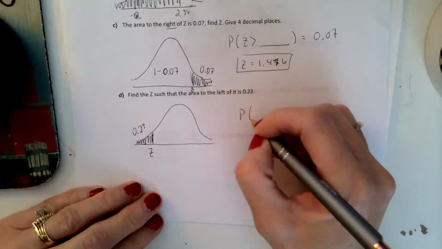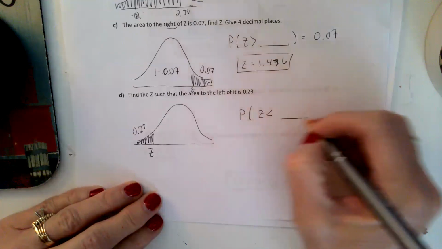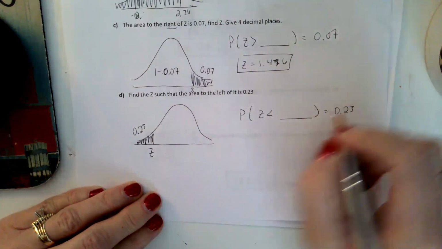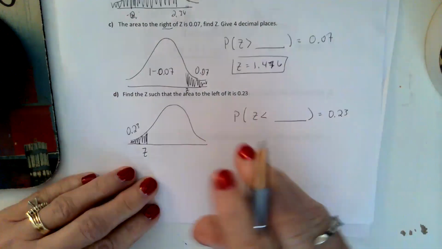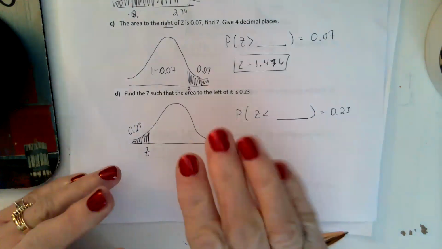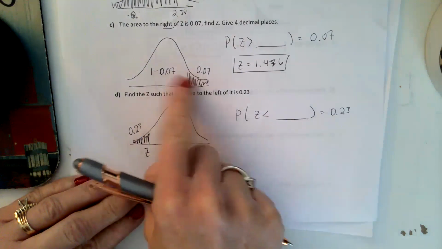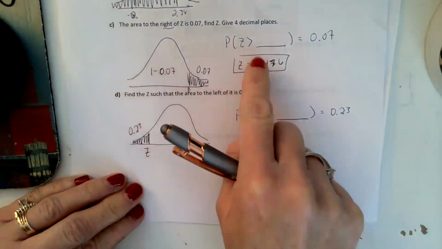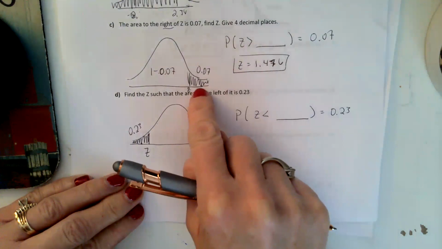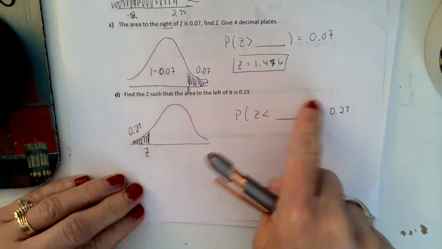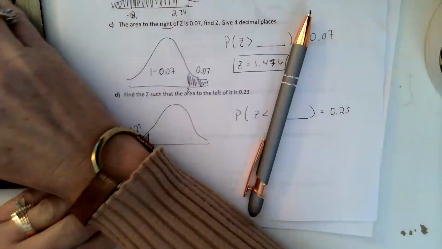So that is the probability that Z is less than something is equal to 0.23. And remember that Desmos will only accept the left-hand area. So up here, we had to fake the left-hand area to get the correct Z, because the Z was going to be positive on the right. This time, we know the left-hand area is the 0.23. So we can put that straight up into Desmos.